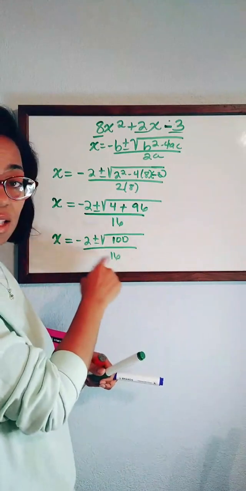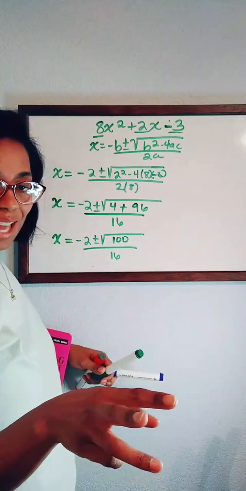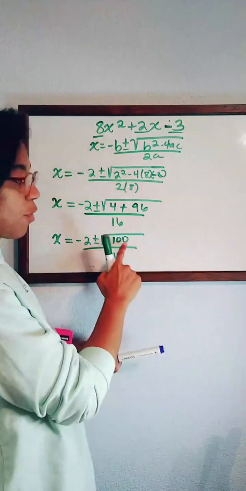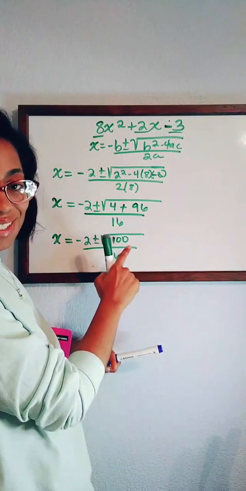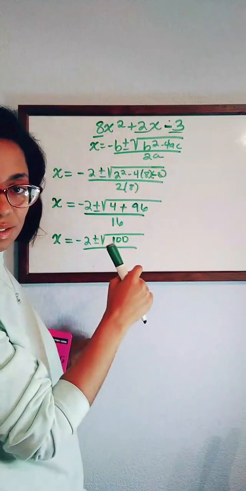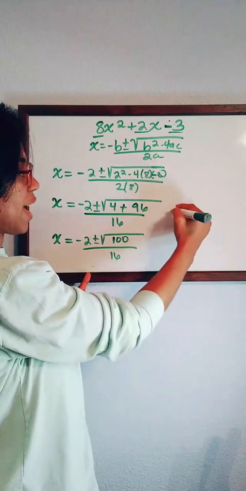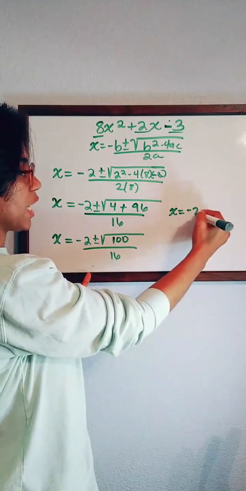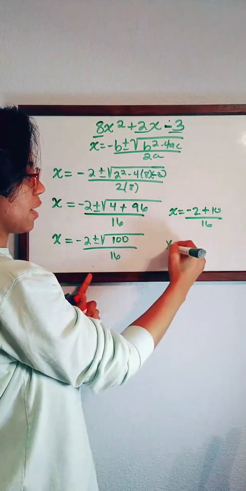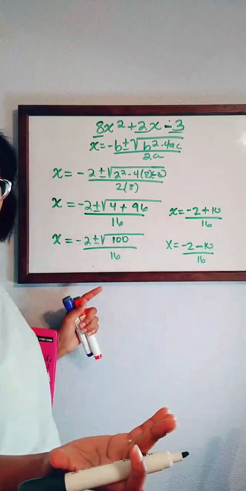From here, this is where you're going to solve it with a positive and a negative, Queen. Hey Dre, welcome back. Now what's the square root of 100? We shouldn't have any imaginary numbers. 10, there you go. So now I have x is equal to negative 2 plus 10 divided by 16, and x is equal to negative 2 minus 10 divided by 16. Now you solve it.